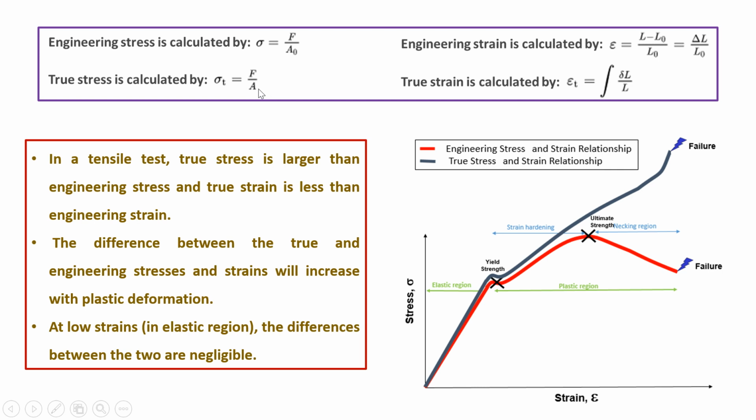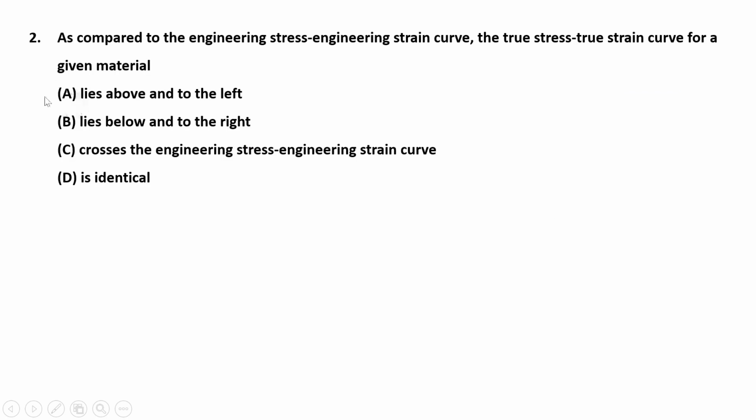The explanation is that the instantaneous area will go on decreasing as we pull and pull and pull and finally break the specimen. And in case of true strain, what will happen? The length will go on increasing. That is why true stress is more than engineering stress and true strain is less than engineering strain. I hope it's clear. So the answer to this question will be option A, lies above and to the left.